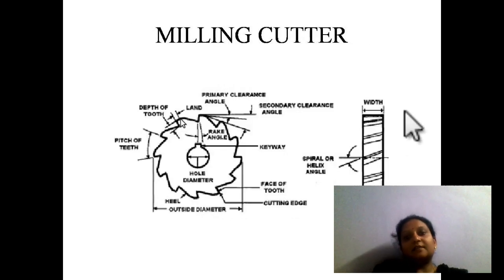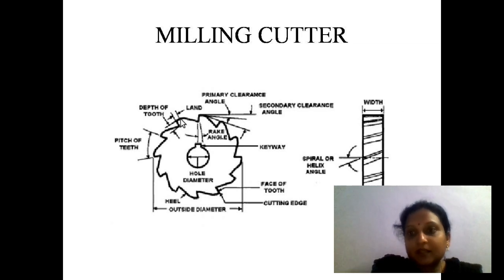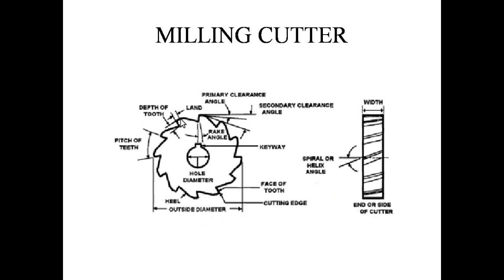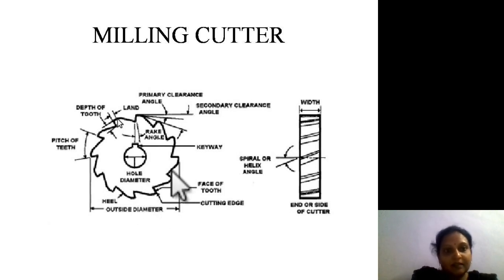Now let us look at the nomenclature of milling cutters. This is the milling cutter, the front view and this is the side view. From the side view, you can find the width, in the sense the thickness, of the cutter, and the teeth of these cutters will be arranged in a helical order. So you can find some angles like this, and with the help of these milling cutters we perform different milling operations. These are the different cutting edges which we have.